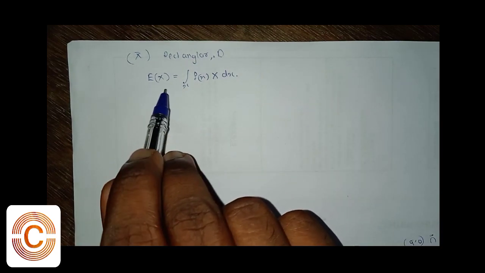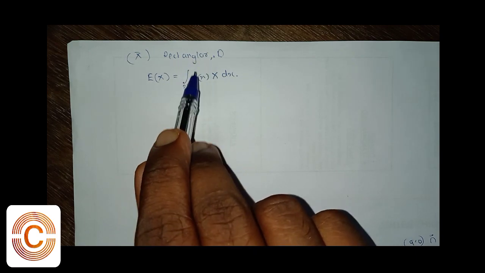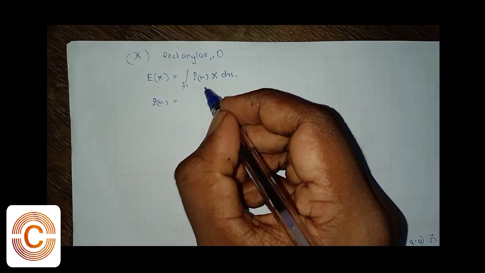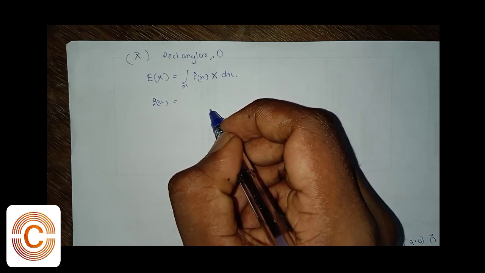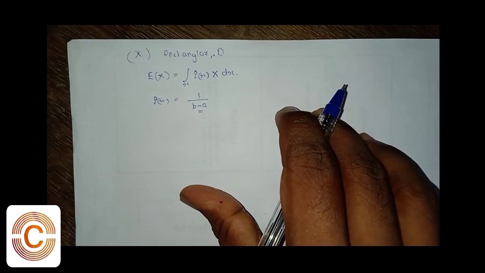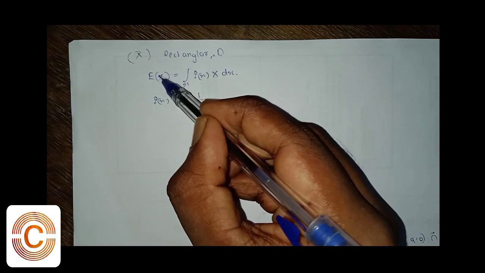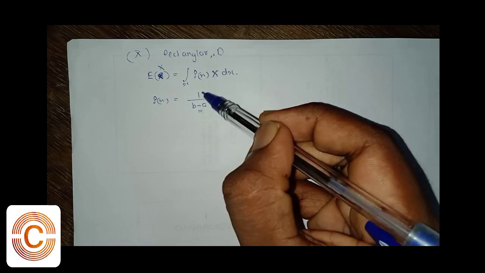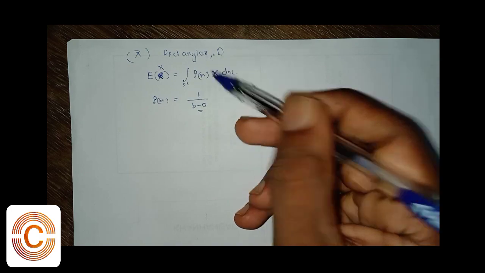So here, when we are finding the expectation of a value with respect to a given function, the given function is rectangular, that is f of x, which means the PDF of the rectangular distribution. The PDF of the rectangular distribution is given as 1 divided by b minus a. And we want to find the expectation of x, which is x multiplied with the PDF of the rectangular distribution, and also integrate with the limits of the rectangular distribution.